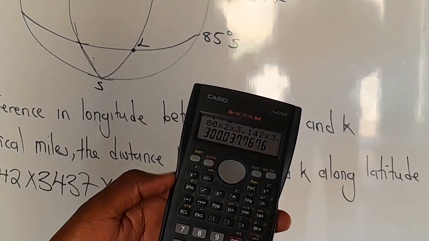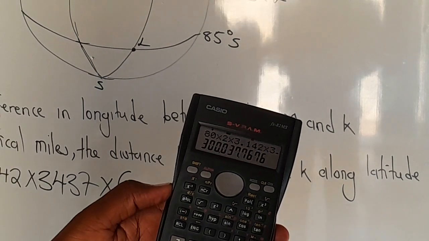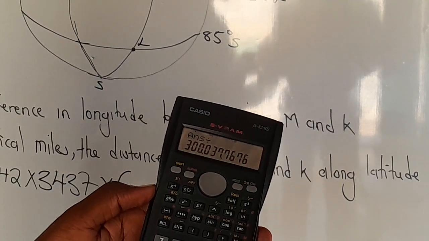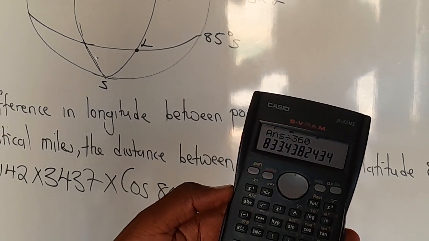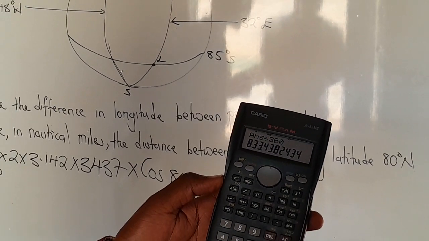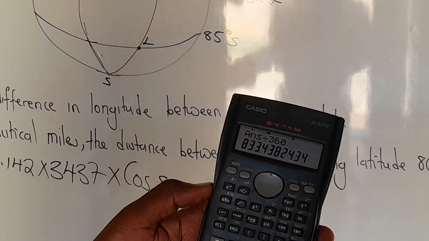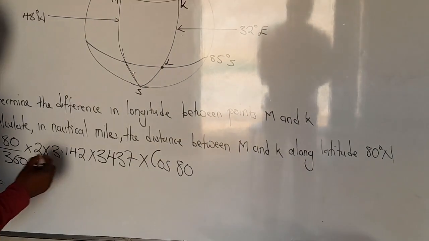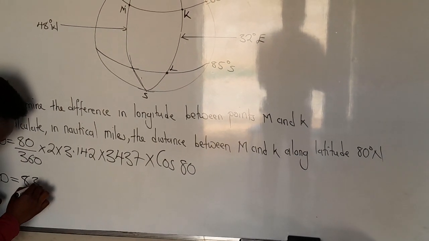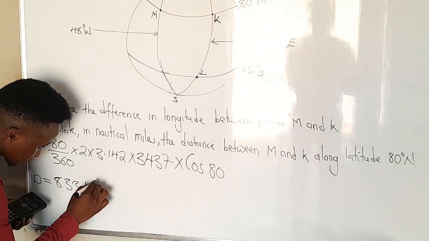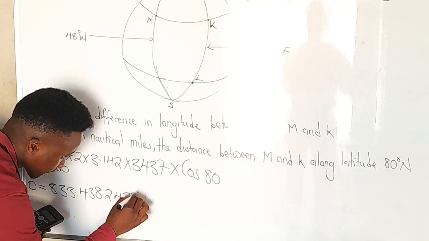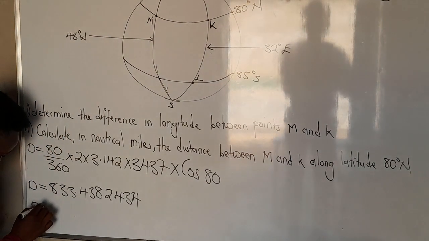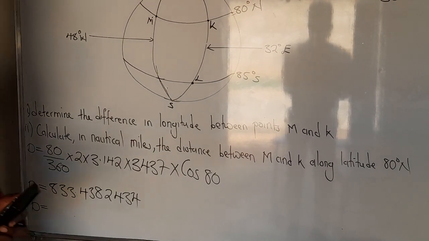So this is the answer we are getting, but this is not the final answer. We need to divide by 360. So I'll say divided by 360, and that's my final answer: 833.43. I'll write the full one: 833.4382434. Then in the exam, always make sure you read the instructions.